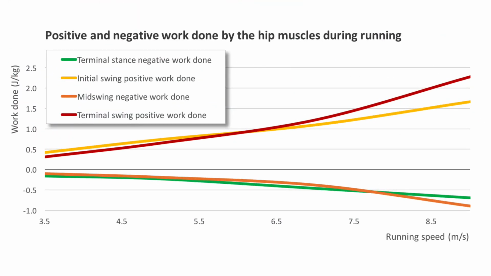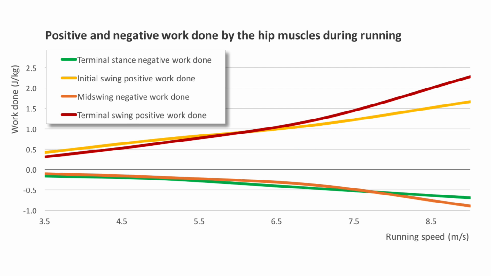So this chart shows the way in which positive and negative work done by the hips during running changes with increasing running speed. So running speed increases towards the right-hand side of the chart.